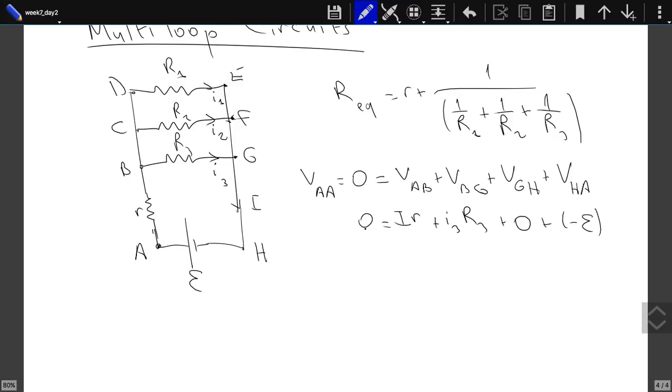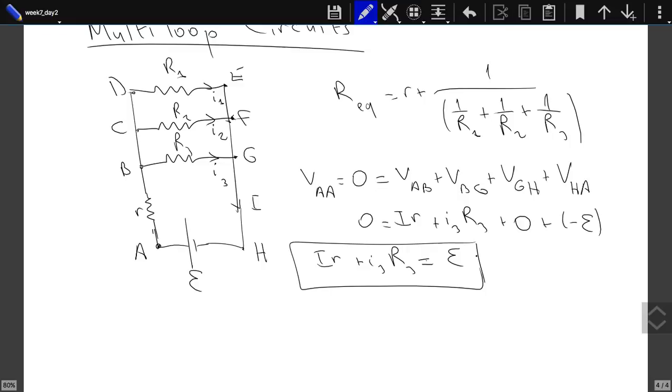So I have one equation. You see, here I have 4 unknowns. I don't know I1, I2, I3, or I. There are 4 things that I have to determine. Now I have one relation relating these unknowns. But of course, since I have 4 unknowns, I need at least 4 equations. So this is one of them. This tells me that I times R plus I3 times R3 is equal to epsilon. Let's try to find one more.